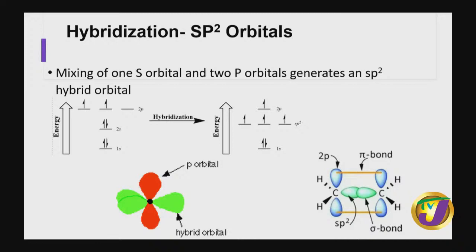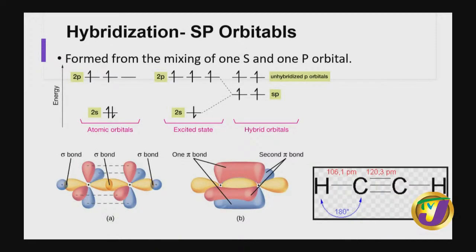Now, when you have one s orbital and one p orbital mixing, this generates what we call an sp orbital. Makes sense, one s, one p, right? Therefore, you have two unhybridized p orbitals there. And these p orbitals can overlap with other p orbitals. And this is what generates the triple bond, right? So alkynes are sp hybridized.